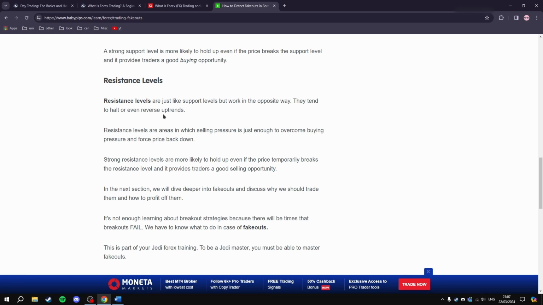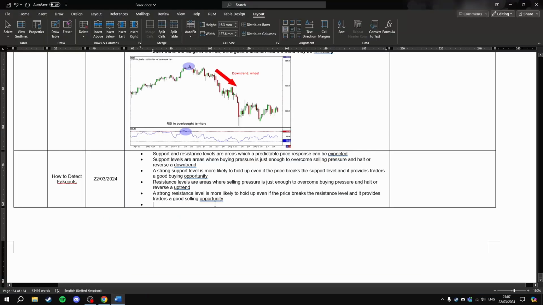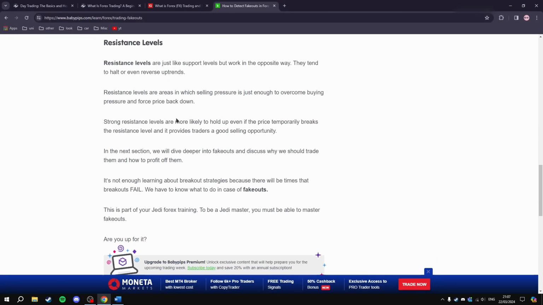Working the opposite way, they tend to halt or even reverse uptrends. Resistance levels are areas in which selling pressure is just enough to overcome buying pressure and force price back down, because there's more supply than demand, so the price won't rise and it will drop instead. Strong resistance levels are more likely to hold up even if the price temporarily breaks the resistance level, and it provides traders a good selling opportunity.